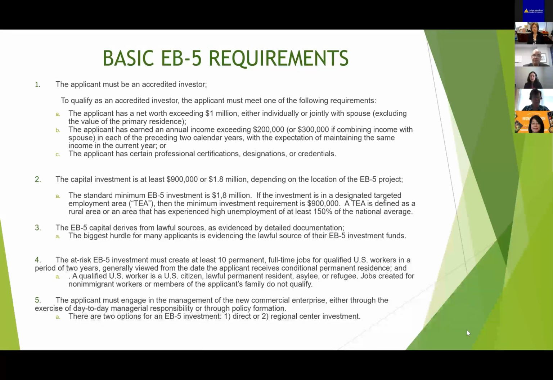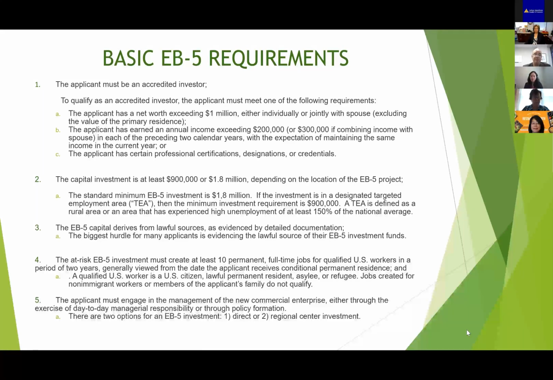Whereas with the regional centers, or the indirect investment, there's a little more leeway on the types of employees that count towards the 10 permanent jobs. So this is one of the reasons why indirect investment in the regional center is a lot more popular, because it's easier to meet the 10 permanent job criteria than it is with a direct investment. The important thing to keep in mind is that 10 employees have to come within a 2-year period.